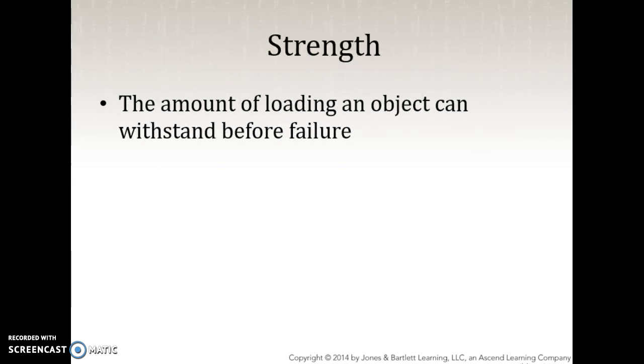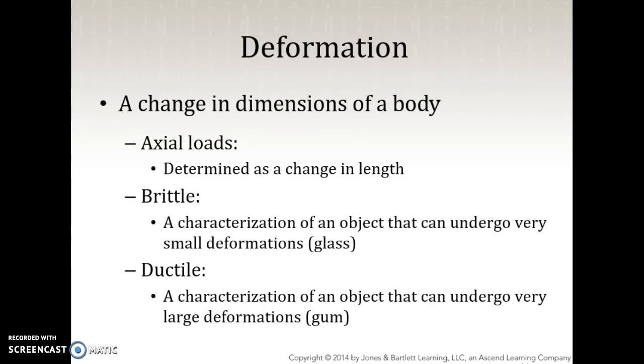Strength is the amount of loading that an object can withstand before failure, again relating this to your human body tissue. Deformation is a change in the dimensions of a body. So we have those axial loads that are determined as a change in length. Something can be brittle, which characterizes an object that can undergo only very small deformation, something like glass. Something can be ductile, which characterizes an object that can undergo very large deformations, such as gum.